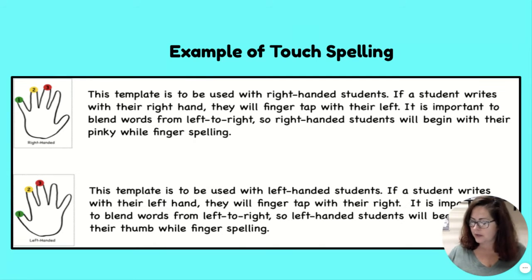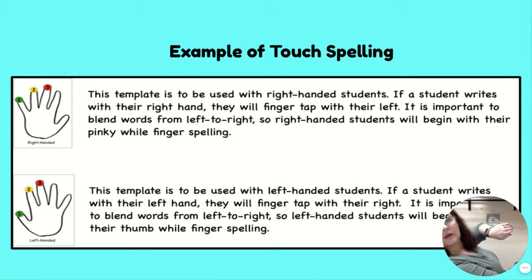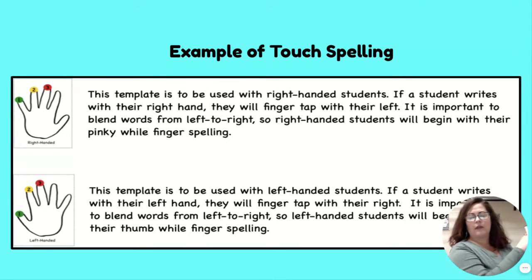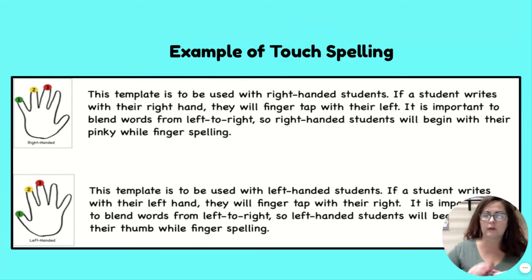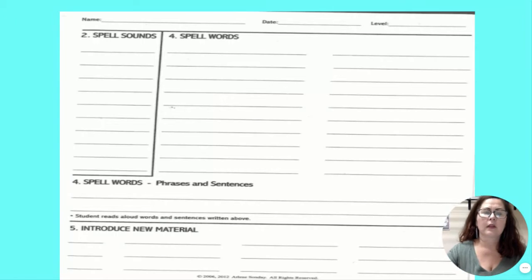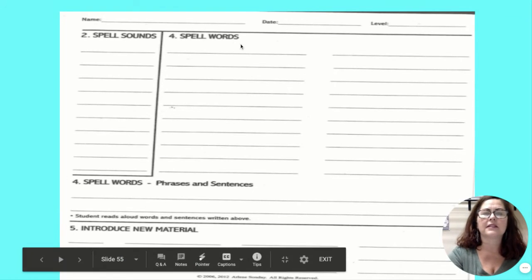We're going to review touch spelling. If you're right-handed, you'll have your writing instrument in your right hand, and you will touch spell with your left hand, starting with your pinky. So kind of this way. And then if you're left-handed, you'll start with your thumb, following the left to right sequence of how we write words in our language. So I'm going to dictate some words to you. I will say a word, you will repeat the word, you will touch spell the word, and then you'll write it in the spell words section of your paper right here.